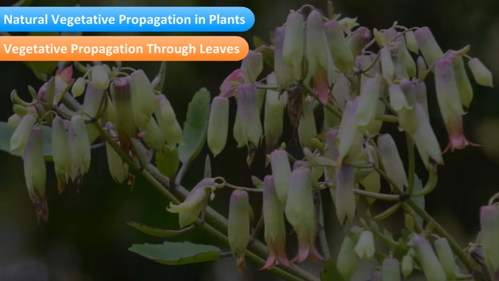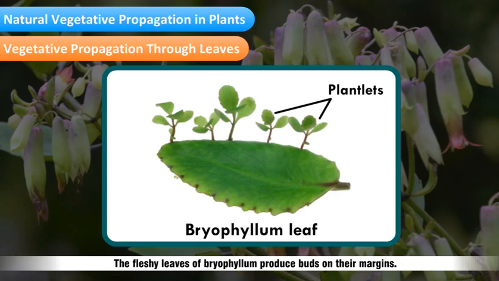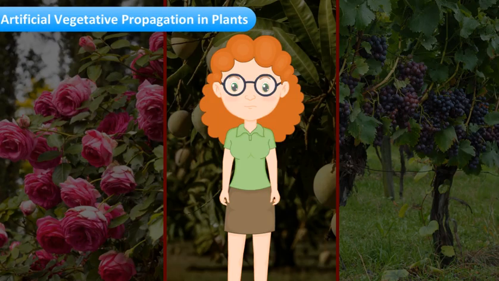Vegetative propagation through leaves. The fleshy leaves of bryophyllum produce buds on their margins. These buds grow into small plantlets. The plantlets get detached from the parent leaf and grow into new plants.